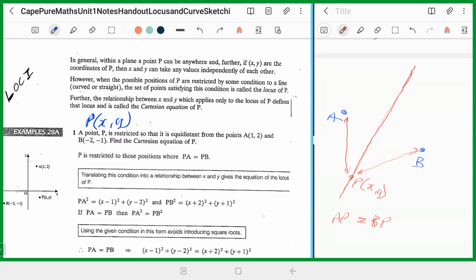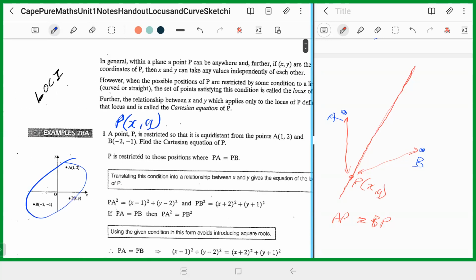So what they have basically said is P is restricted so that its position is where PA equals PB. I actually show it on this sketch right here. They put P randomly there, and so this distance and this distance are the same, and that distance and this distance are the same. P is going to be on this line down here. All right. So how do you proceed now?